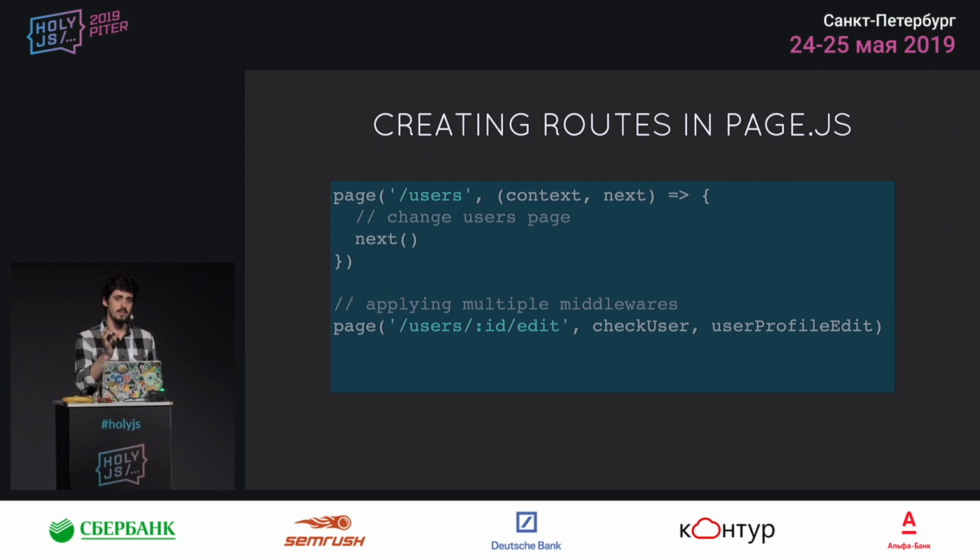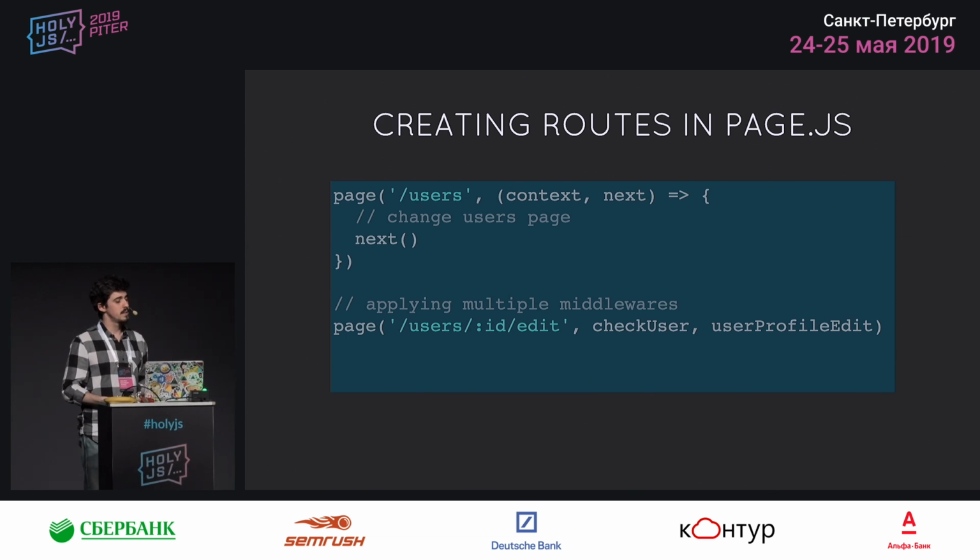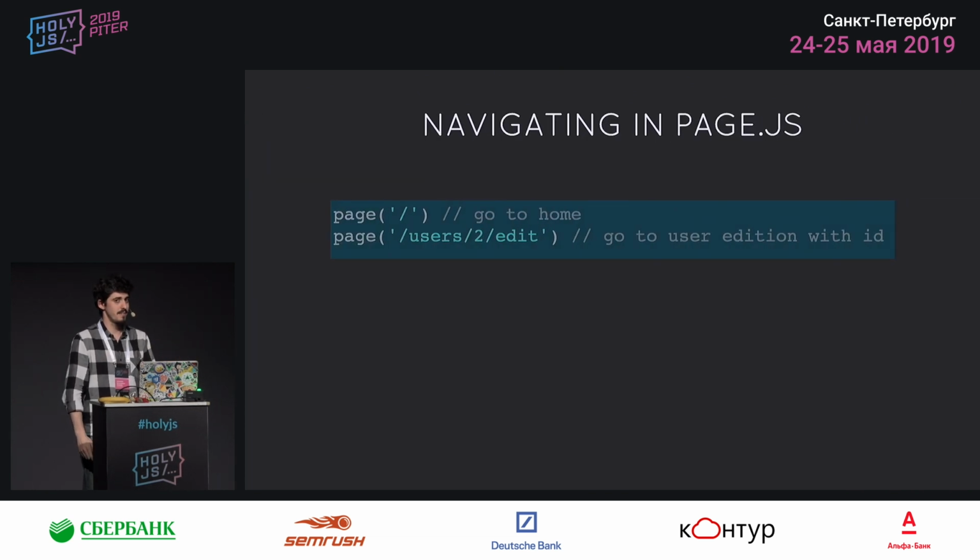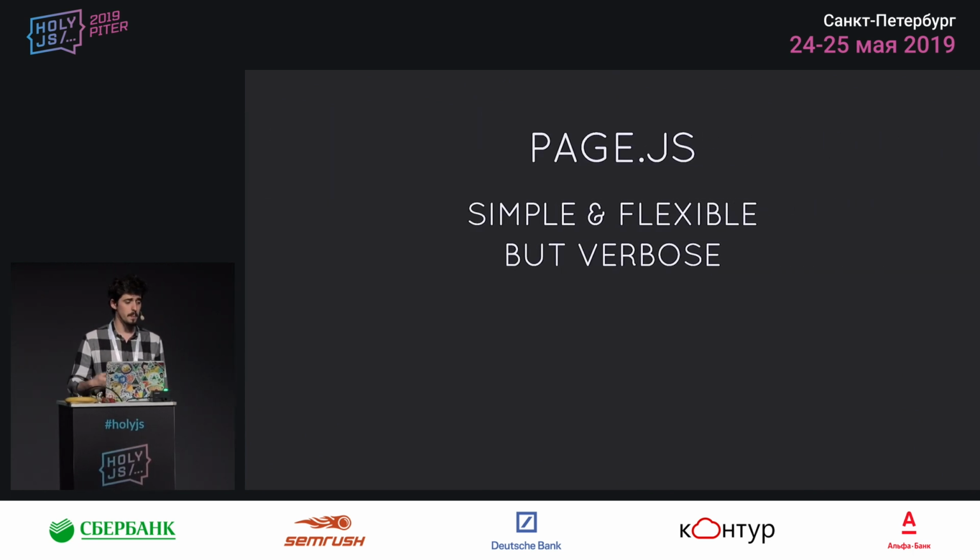The reason we have the next function is because we can have multiple middlewares, as in Express, so you can drop that at any time. Like the second page you see, the second row underneath, it's a user edition, so you have a middleware that checks if the user can be edited, for example, if you have the rights. Navigation is done using the exact same function, but without passing a callback. And I would say that Page.js is very simple and flexible, but it's very verbose. And this makes sense because it's completely agnostic.